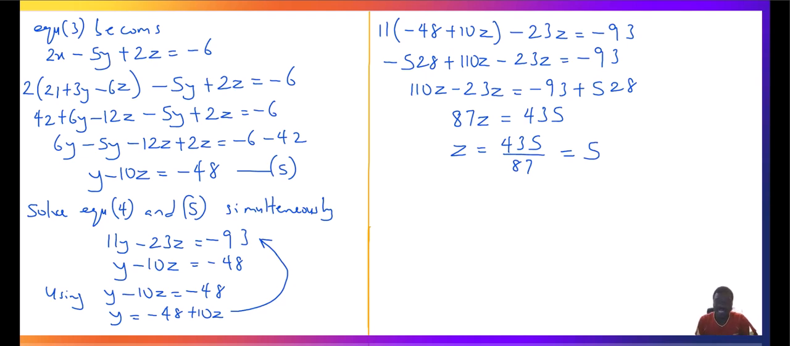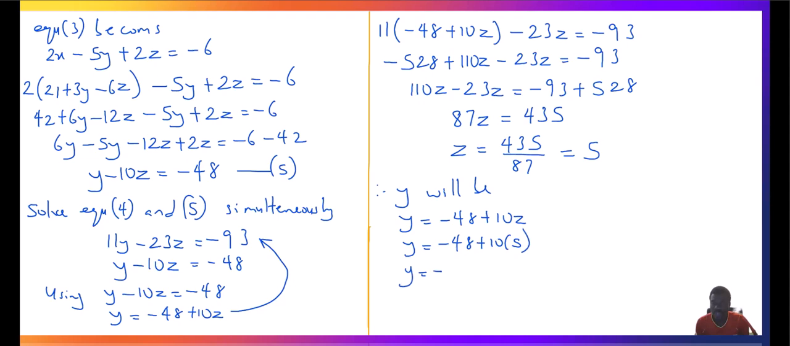So let's take this to where we have our y. Let's get y. So therefore, we're going to work with y is equal to negative 48 plus 10z. So my y is equal to negative 48 plus 10 into bracket 5. So my y is equal to negative 48 plus 50. And that is equals to 2.